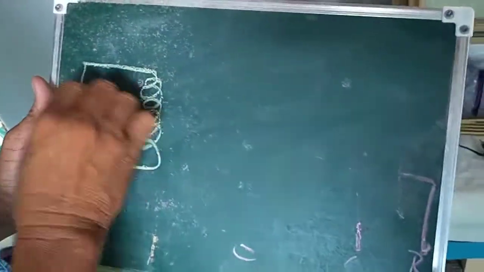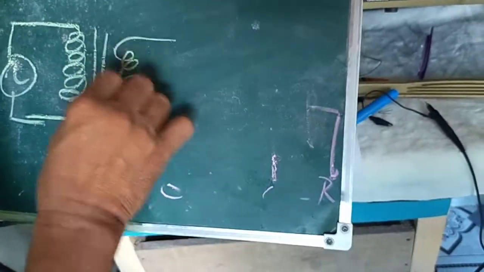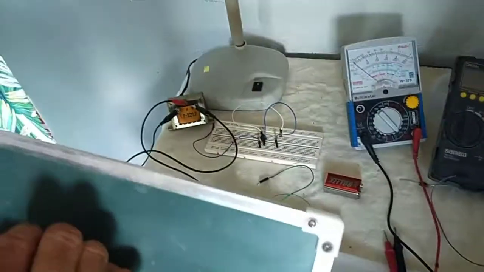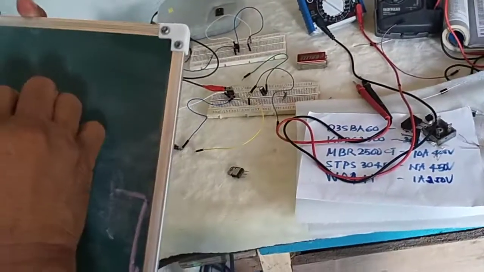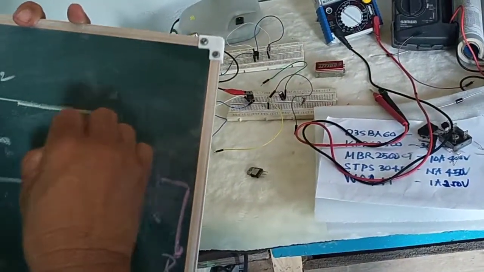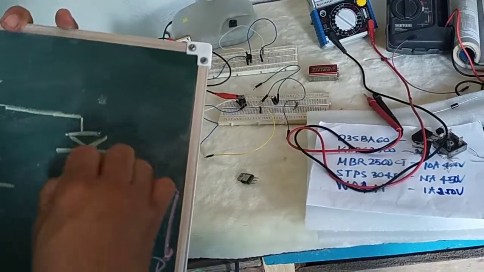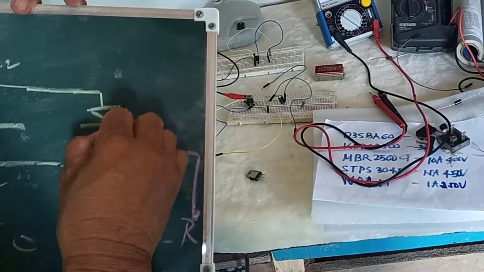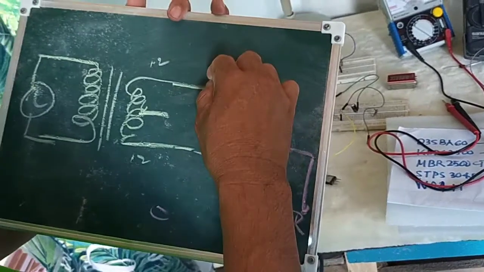This is the AC source, the male plug. Then we have here the center tap, the secondary winding. We have here 12, 12, 0. The two diodes are here. Then the center is over here. Okay, it goes like this.